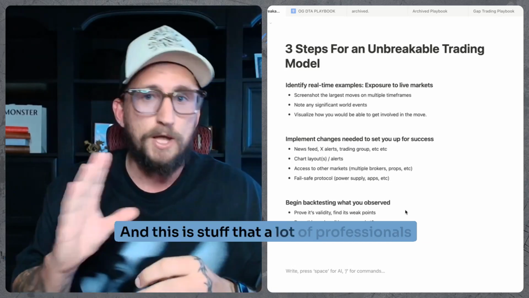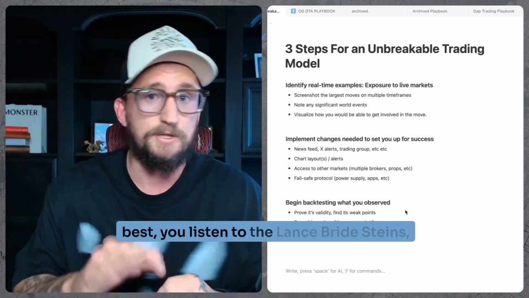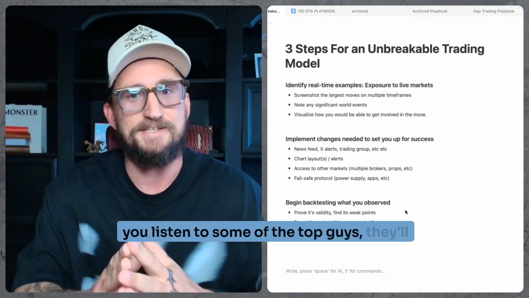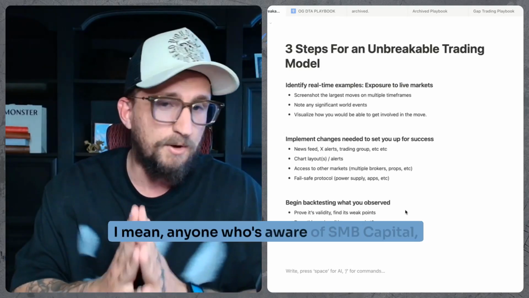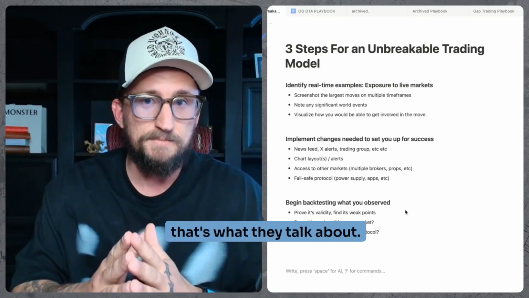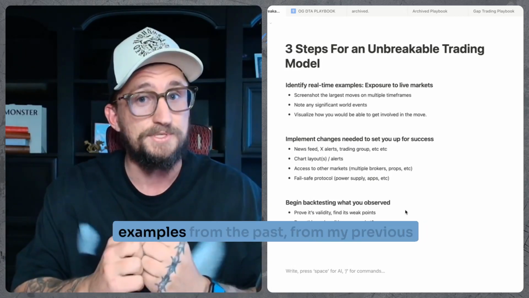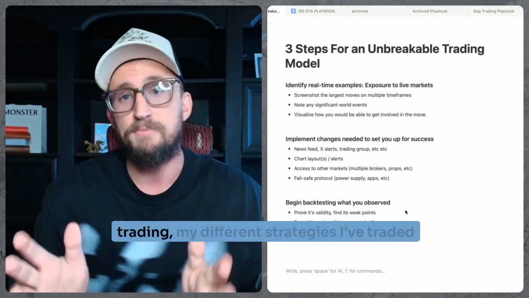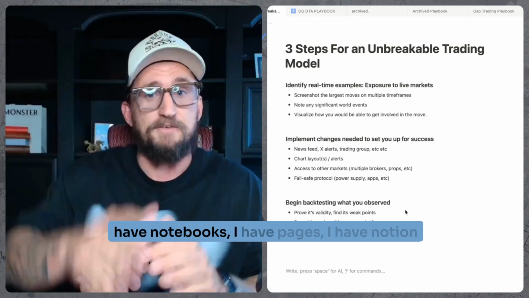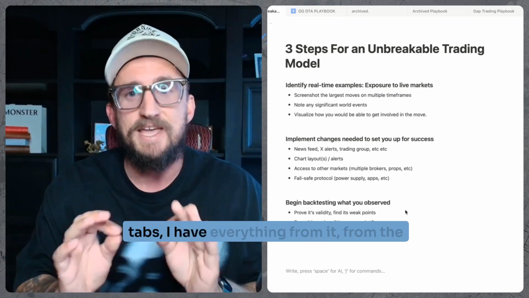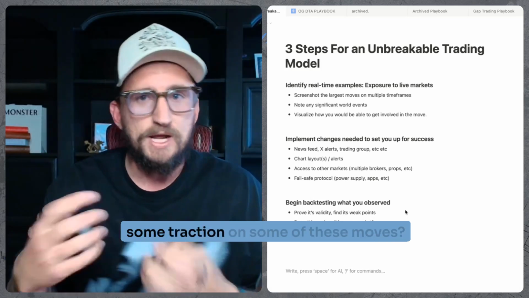And this is stuff that a lot of professionals talk about, but not many traders actually implement. If you listen to some of the best, the Lance Breitsteins, the top guys, they'll tell you, document your best plays, playbook your setup. Anyone who's aware of SMB Capital knows that's what they talk about, the playbook, which is ultimately what I started reflecting on, because I've gathered a lot of examples from my previous trading, the different strategies I've traded, my entire career as a trader. I've documented it all. I have notebooks, pages, Notion tabs, everything from the whole journey. So I can see where I started to really get some traction on some of these moves.